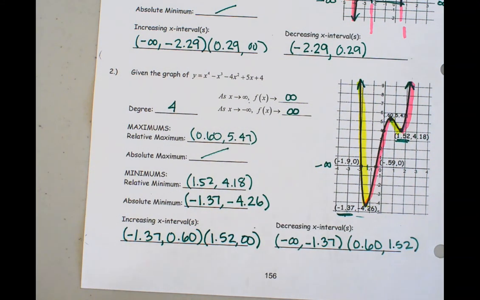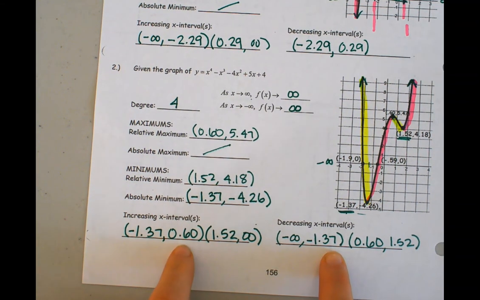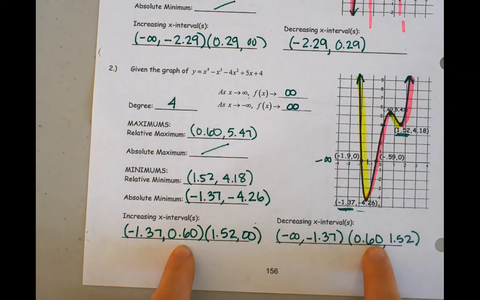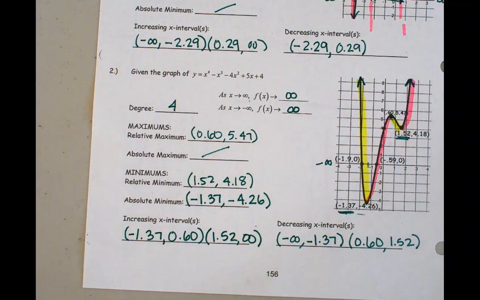Something you should notice when you're filling out your increasing and decreasing is you can basically connect all of these pieces together. So I went from negative infinity to negative 1.37. And then I jump over here from negative 1.37 to 0.6. Then I jump back over here from 0.6 to 1.52, then 1.52 to infinity. So all these pieces should connect together to make one continuous interval from negative infinity to positive infinity. So hopefully that helped us identify big pieces and parts of our graph.